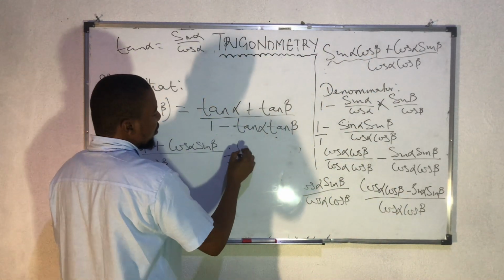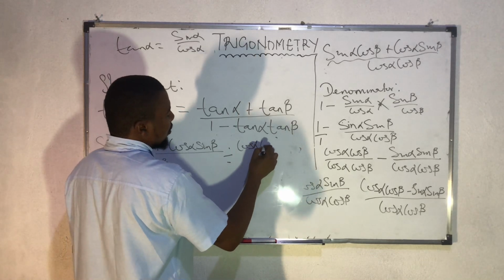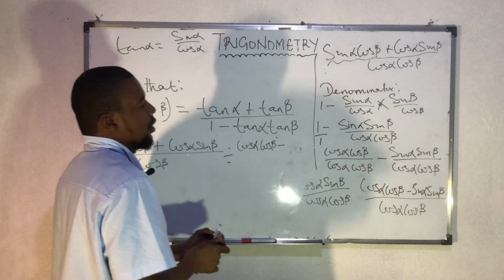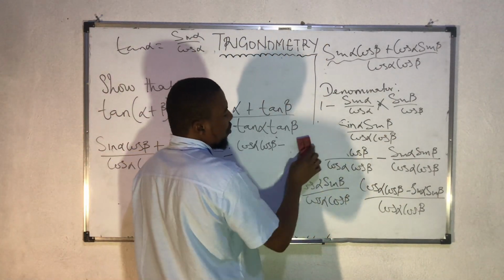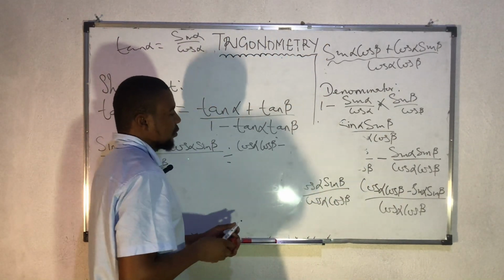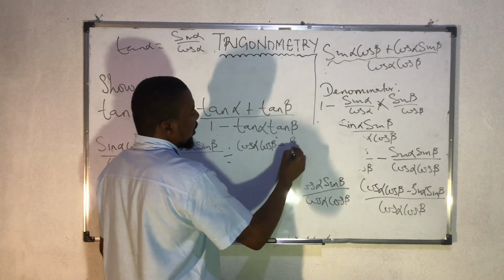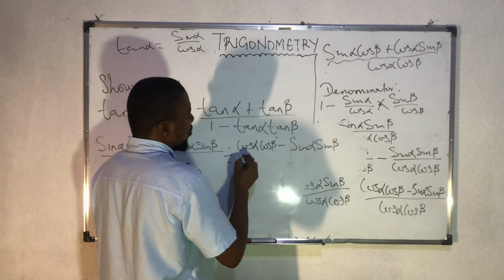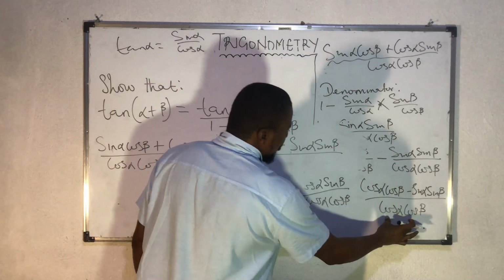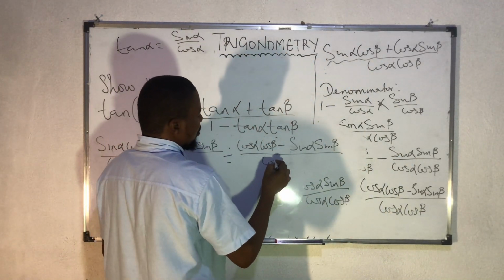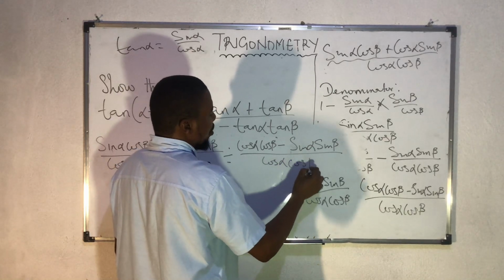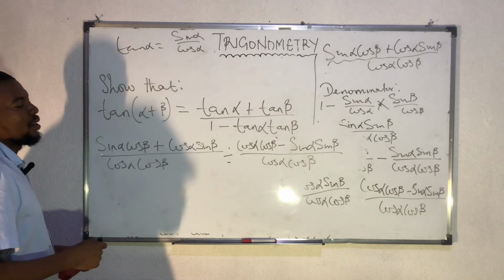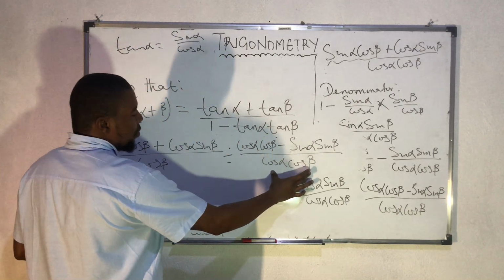This is now going to be cos alpha cos beta minus, I'm going to clean this part so that we have enough space for our work, minus sine alpha sine beta over the denominator, which is cos alpha cos beta. Next up, what do we do? We take the reciprocal of the denominator.